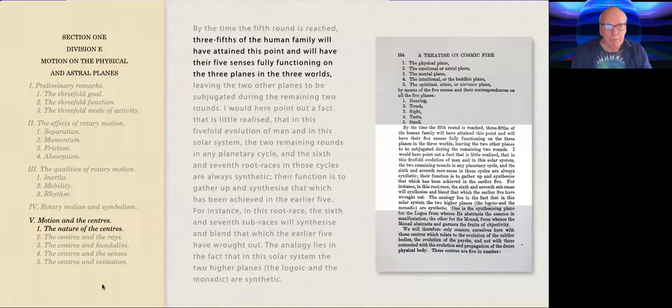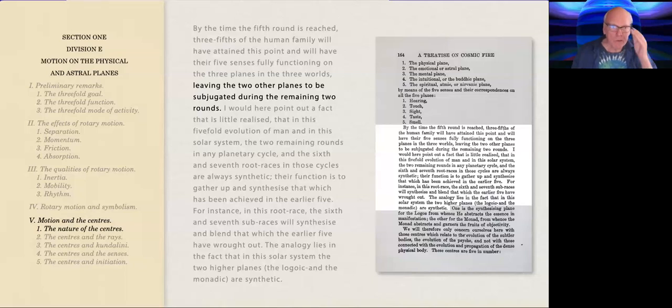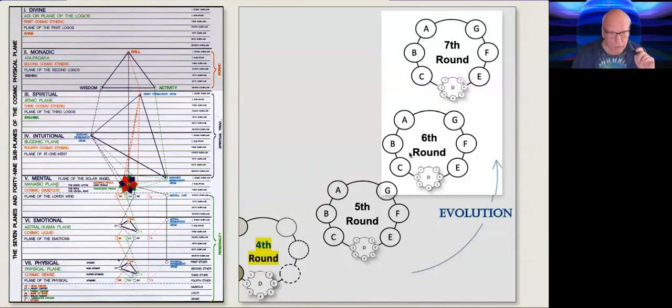All right. Next up, leaving the 2 other planes to be subjugated during the remaining 2 rounds. Here are the remaining 2 rounds, which include 14 globes, 98 root races, after which DK here tells us the 5 lower subplanes of the cosmic physical plane will be mastered. That's up through the Atmic plane, which is where our current masters of wisdom work, right? They're actually working to attain full consciousness on the Atmic plane at this level of master of wisdom.